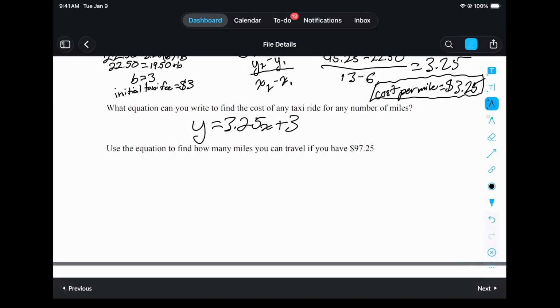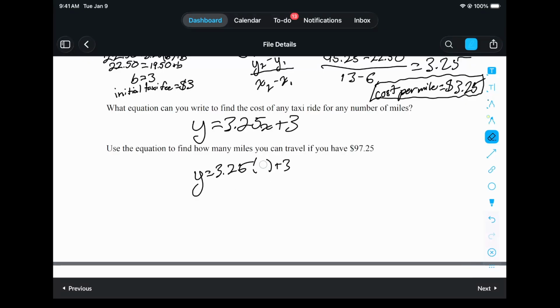We could test this, right? Y equals 3.25x plus 3. If you just get in the car and then you get out of the car because you just love the inside of taxis, but you don't like riding in a taxi, you just love spending $3. This is going to equal 0 plus 3. You spend $3. Or in the little example I gave, 1, it's going to be 3.25 plus 3 is $6.25.